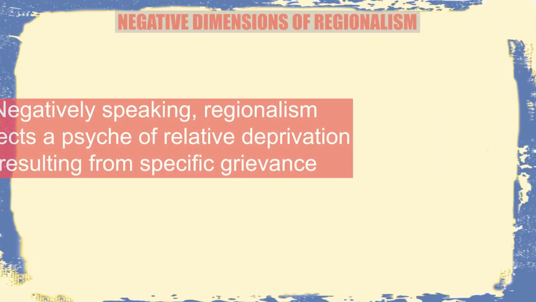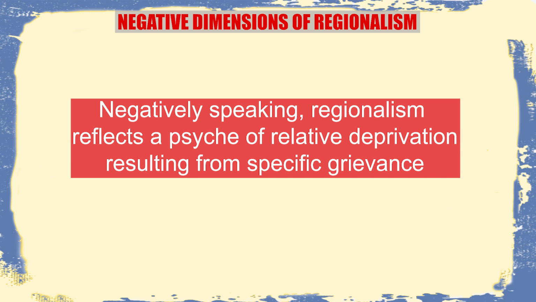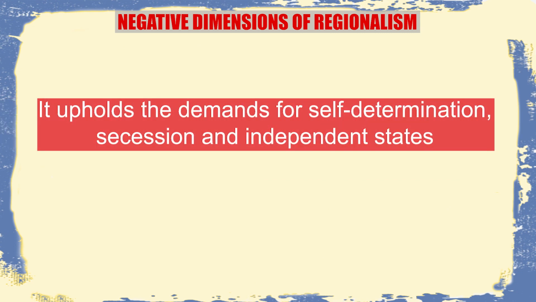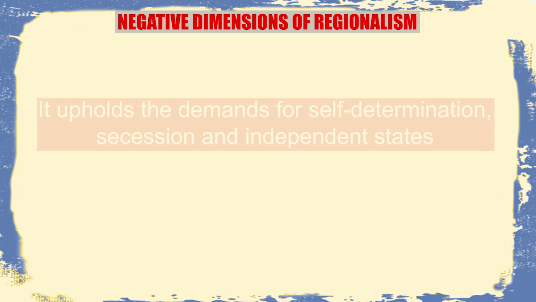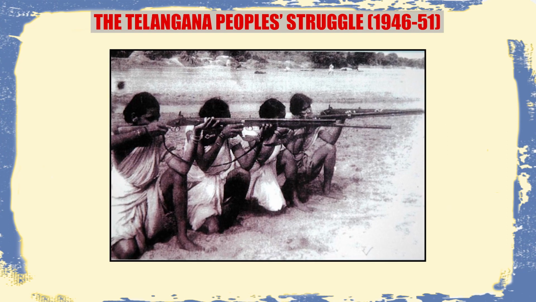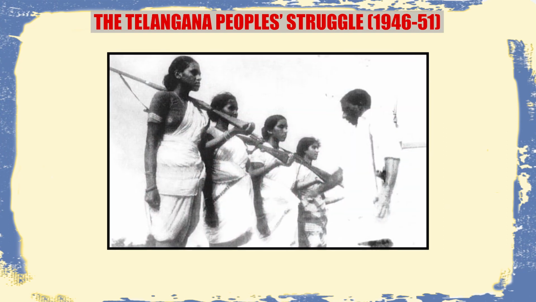Coming to the negative aspect of regionalism, it reflects a psyche of relative deprivation resulting from a specific grievance. It upholds the demand for self-determination, secessionism and independent states. The psyche of deprivation spawns a regional attitude for fragmentation, and this fragmentation to these regional groups is a way to rectify the injustice committed on them. For example, if you look into the demand for the state of Telangana, it was based on the psyche of deprivation of the people of Telangana.